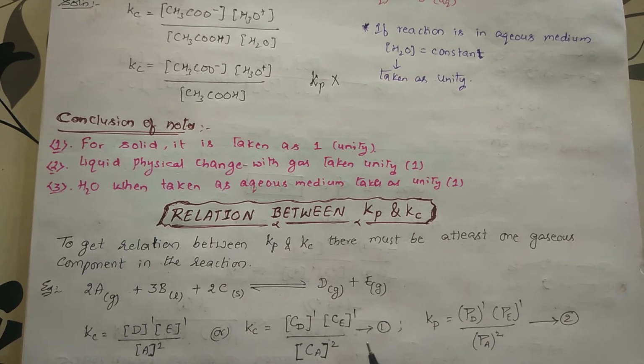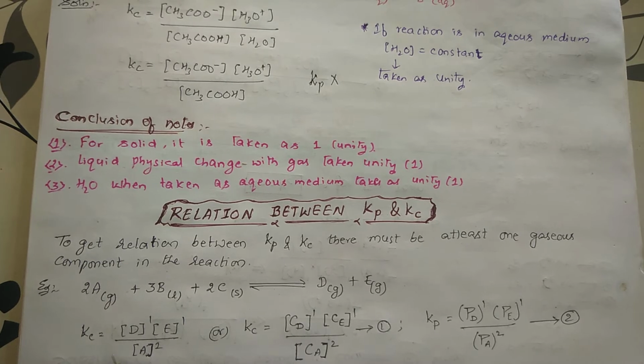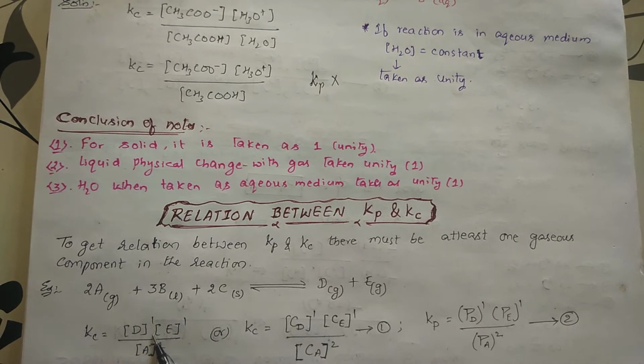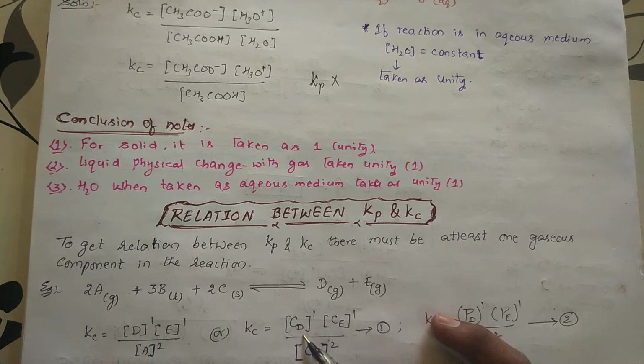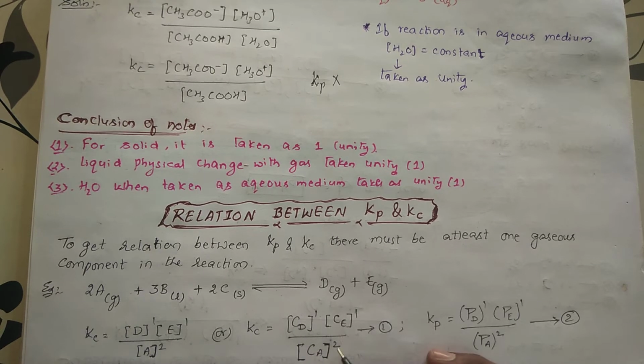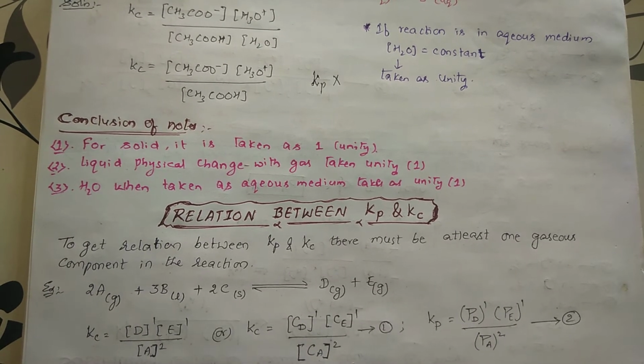So what happens? Kc can be written as, instead of brackets, what? Concentration, right? Concentration of D whole power stoichiometric coefficient, concentration of E whole power stoichiometric coefficient, concentration of A whole power square. This can be written in this way or in this way.